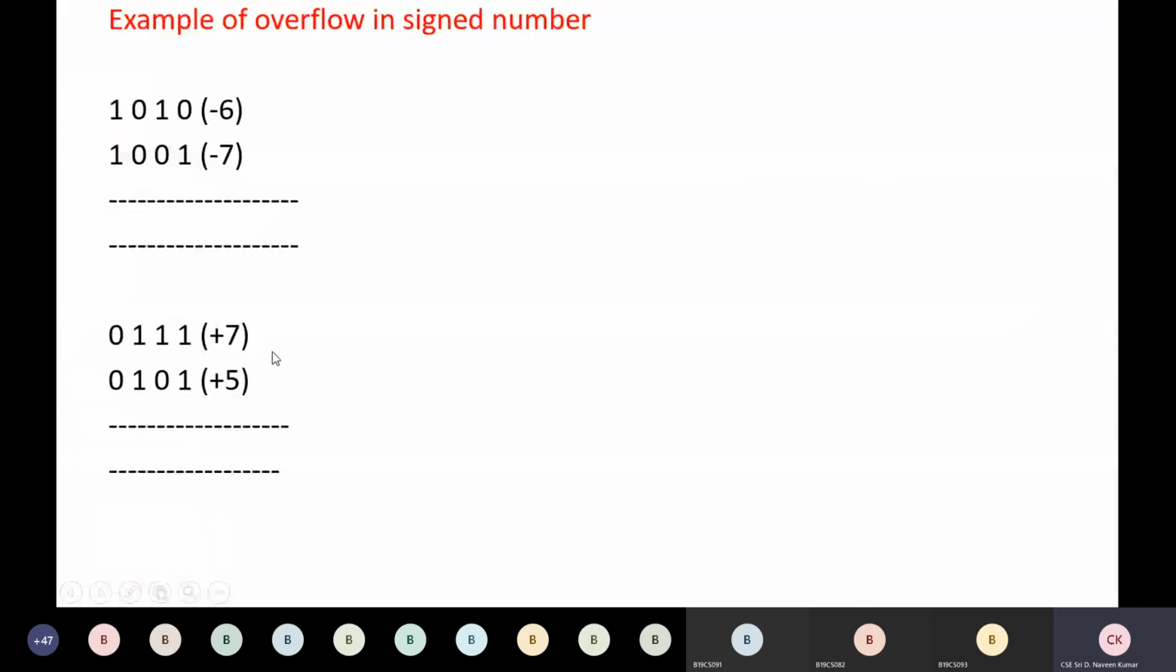Now we will get into some examples of overflow additions. Example of overflow in signed numbers: 6 and 7. You can see both are positive numbers, and after adding, the end result is a negative number. Similarly with this one, when we add these two, you get, sorry, a negative number, it starts with 1. This is a scenario wherein overflow is detected.